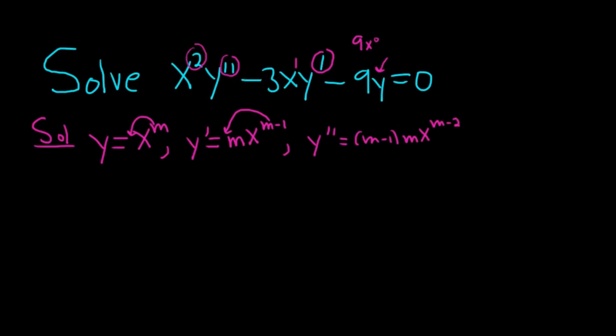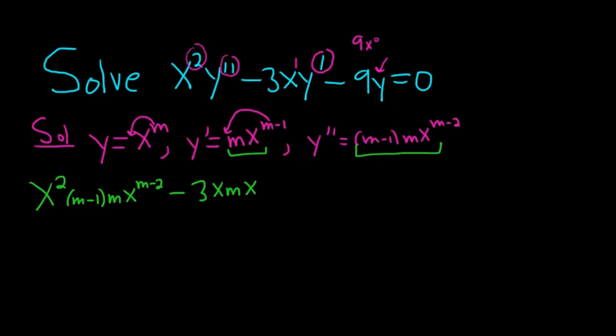Good stuff. So now all we have to do is plug everything into the DE. So let's go ahead and do that. So we have x squared, and then y double prime. That's this stuff here, so I'm going to write it again over here. So m minus 1, m, x to the m minus 2, minus 3, x, and then y prime, that's this one. So m, x to the m minus 1, and then minus 9y, and y is just x to the m, and this is equal to 0.